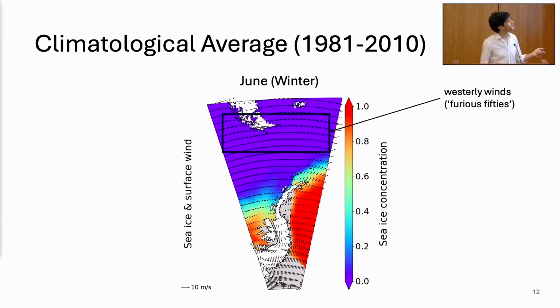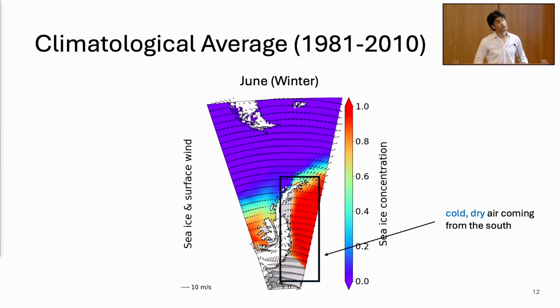I want to now draw your attention to the vector maps. Here, the vector maps are showing wind speeds and wind direction, and these have been nicknamed the Furious 50s, which are strong westerly winds that we see throughout, and these actually cause a lot of the ice formation in South Antarctica, which has already been touched on in other talks.